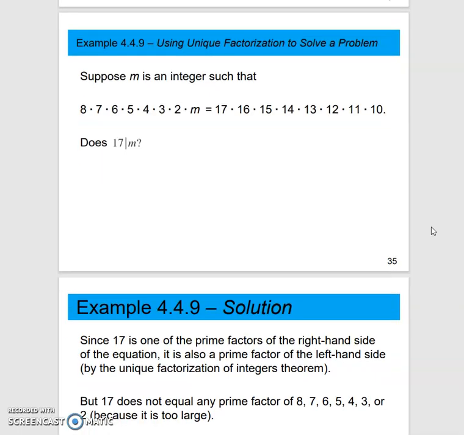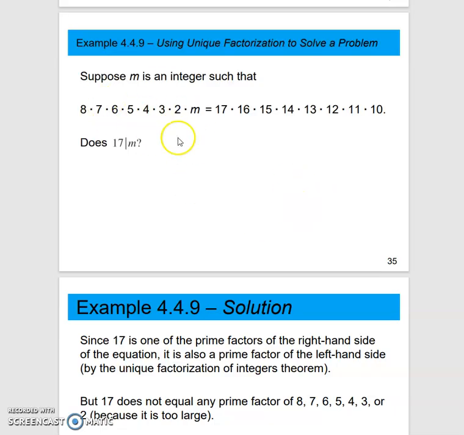All right, let's try a slightly trickier problem. Suppose m is an integer such that all of that equals all of that. Does 17 divide m? So I can see 17 on the right. I do not see 17 on the left. And of course 17 is a prime number. So it's one of the primes on the right hand side. We've got a couple other primes in there, as well as some composites.